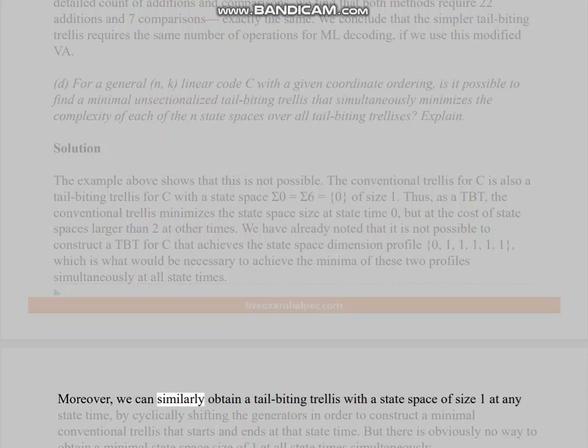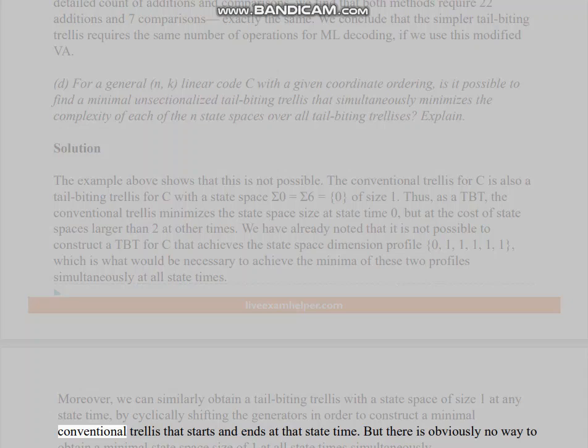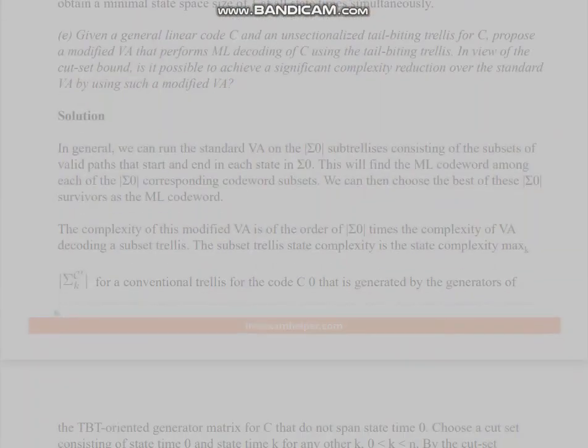Moreover, we can similarly obtain a tail-biting trellis with a state space of size 1 at any state time, by cyclically shifting the generators in order to construct a minimal conventional trellis that starts and ends at that state time. But there is obviously no way to obtain a minimal state space size of 1 at all state times simultaneously.